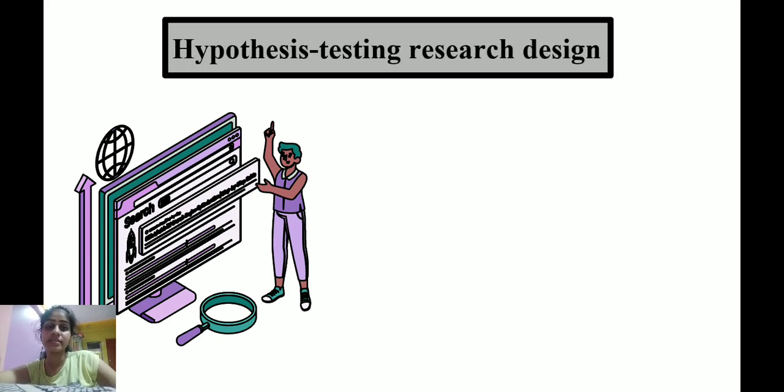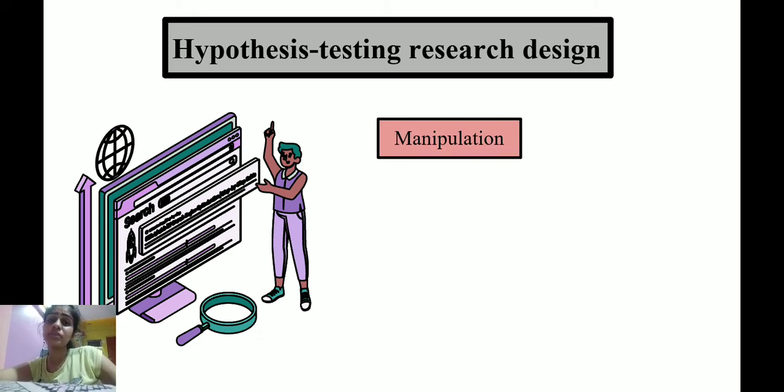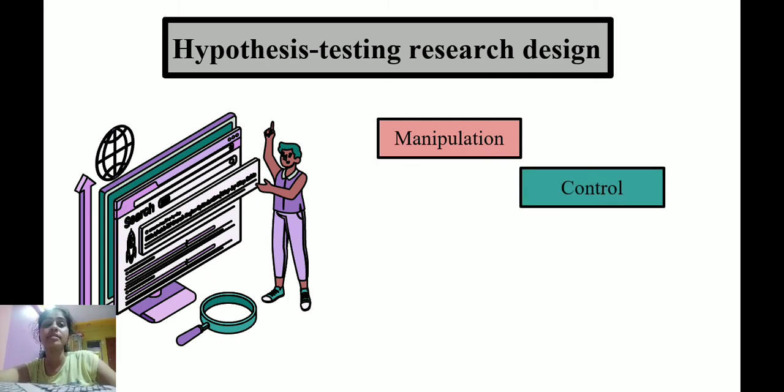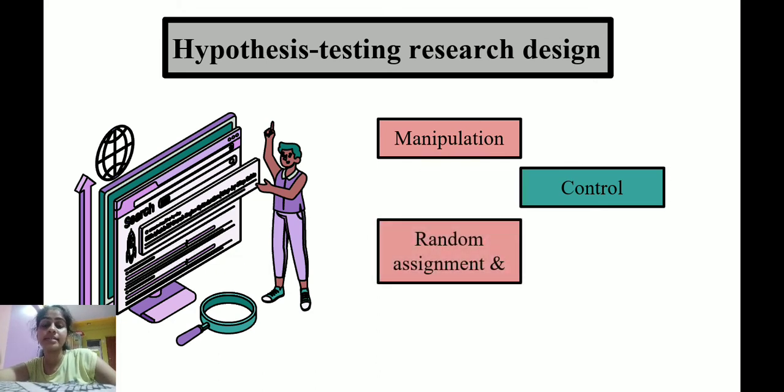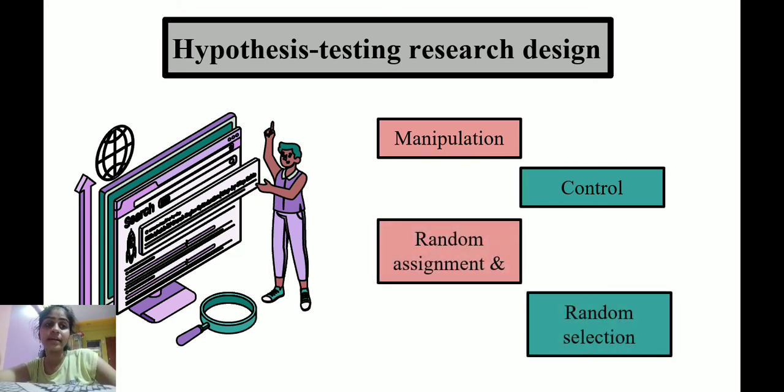Hypothesis testing research design. Hypothesis consists of manipulation, means it can be changed and it can be checked properly, then only it is manipulated and controlled. Hypothesis testing consists of controlling on the research which has been done, and random assignment and random selection. So the assignment and the selection is done properly.